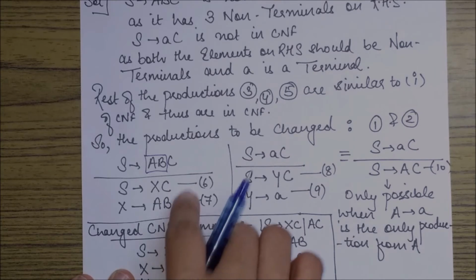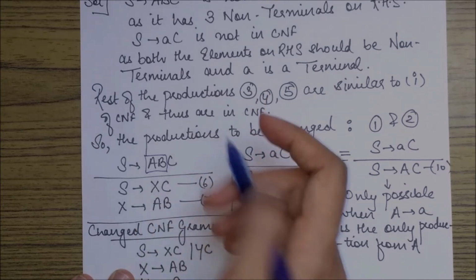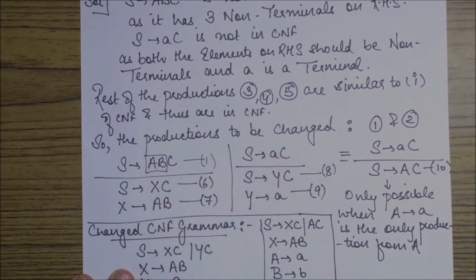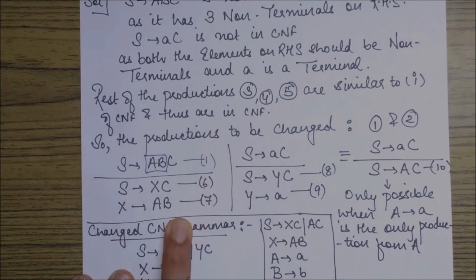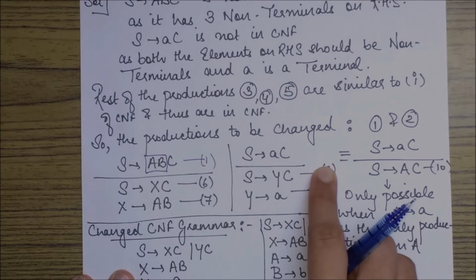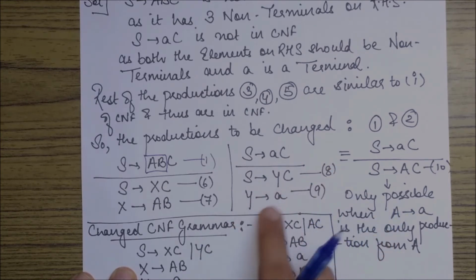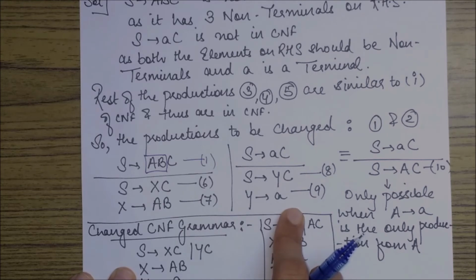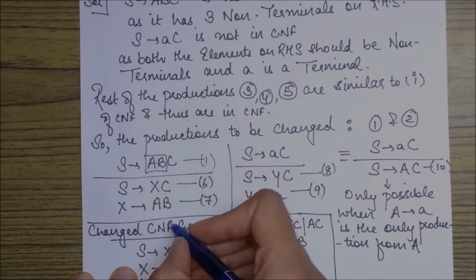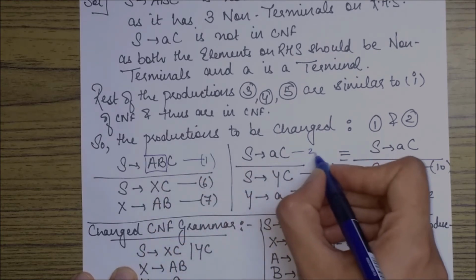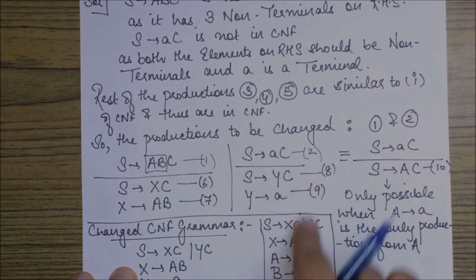So with these two productions, 6 and 7, I have replaced my first production. Right, so I'll be replacing this first with the combination of 6 and 7. Similarly, to replace the second production S goes to AC, we can write S goes to YC and Y goes to small a. Right, so now I'm going to replace my first production with this combination of 6 and 7 and the second production with the combination of 8 and 9.